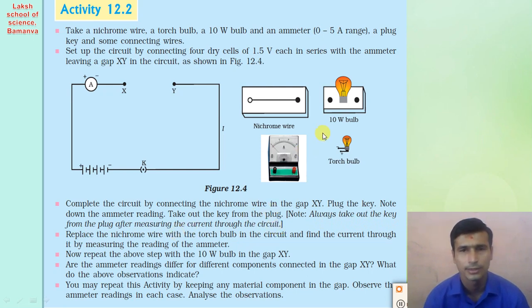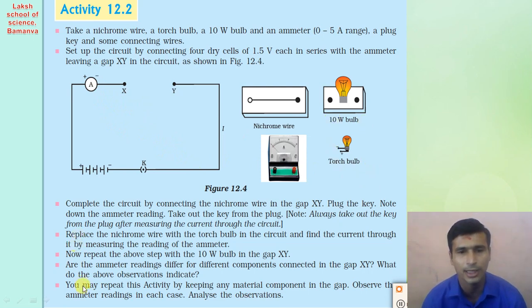Now take another component: replace the nichrome wire with the torch bulb in the circuit and find the electric current by measuring the reading of the ammeter. So instead of the nichrome wire, remove it from the XY gap and place a torch bulb in the XY gap, measure and note down the electric current passing through the torch bulb, right. The ammeter gives the electric current passing through the torch bulb.